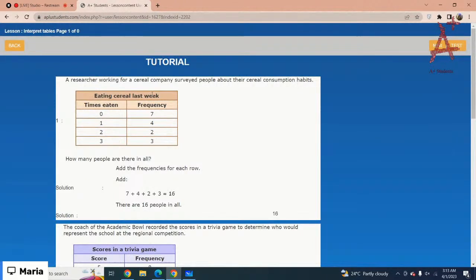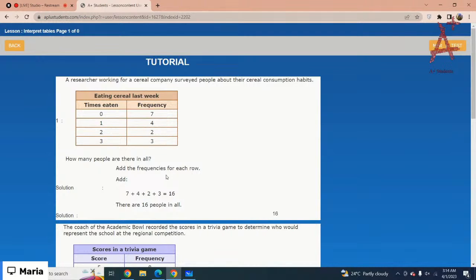Okay, a researcher working for a cereal company surveyed people about their cereal consumption habits. So here is the table: eating cereal last week, how many times they ate, and the frequency. Got it? How many people are there in all? Basically we are going to learn how to interpret tables. So you are given a table of the eating habits of cereal. We have two columns, times eaten and frequency. So we have to calculate how many people are there in all.